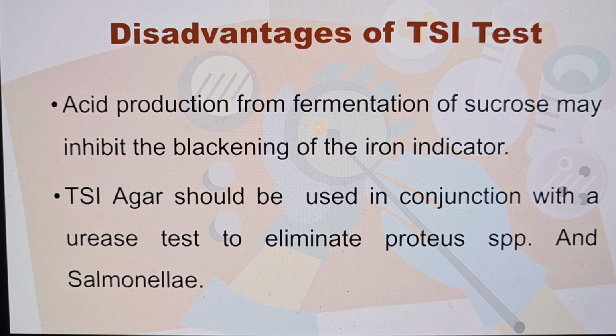Disadvantages of TSI test. Acid production from fermentation of sucrose may inhibit the blackening of iron indicator. TSI agar should be used in conjunction with a urease test to eliminate the Proteus species and differentiate Salmonella species.